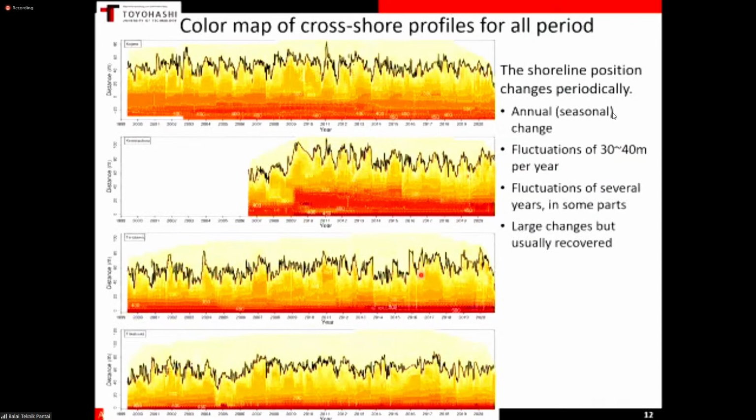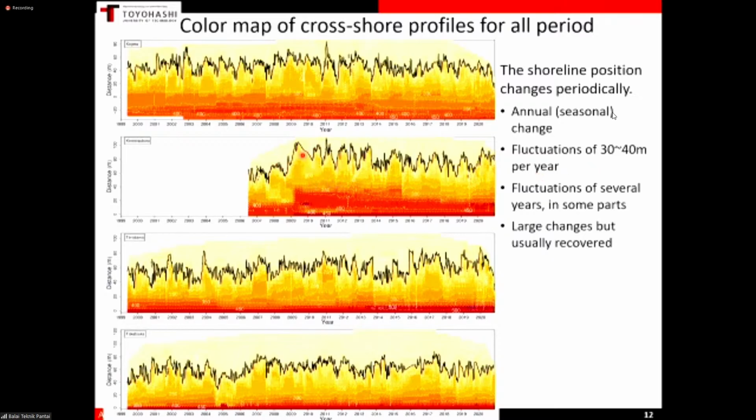This is a color map of the cross-shore profile for all periods. This black line indicates the shore position using our definition. And this is the whole coast. This is a coastal project site. So after here is the coastal project, so the trend is different. But anyway, from this figure, we can find the seasonal change, and the fluctuation of the shoreline position is about 30 to 40 meters per year, every year.